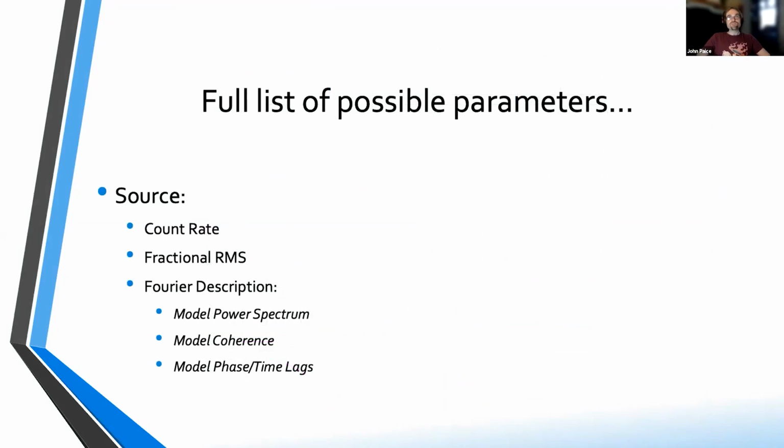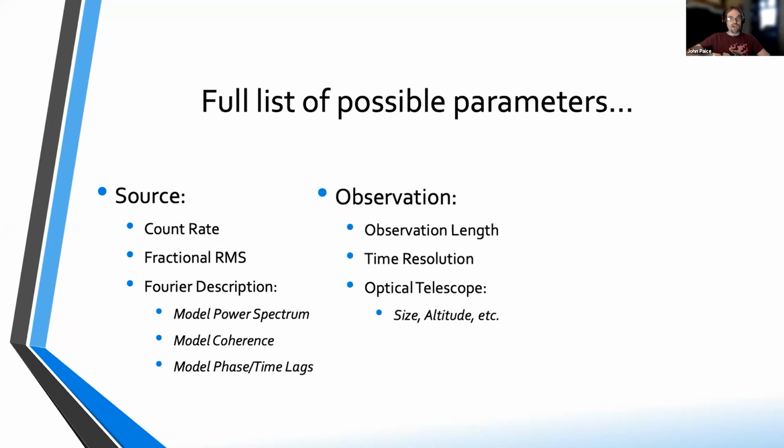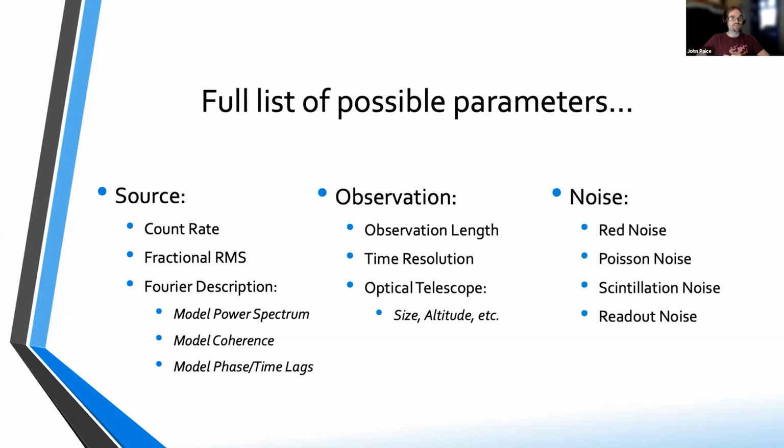The full list of possible parameters are listed here. You've got the count rate, fractional RMS of the source, and various Fourier descriptions of the source, such as power spectrum and time lags. Various observational parameters, like how long you're going to be observing, the time resolution, and various factors of the optical telescope, if you have it, and also various noise factors as well.